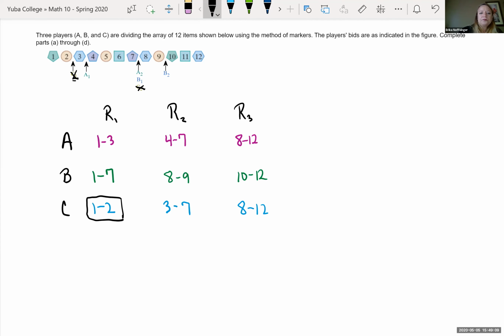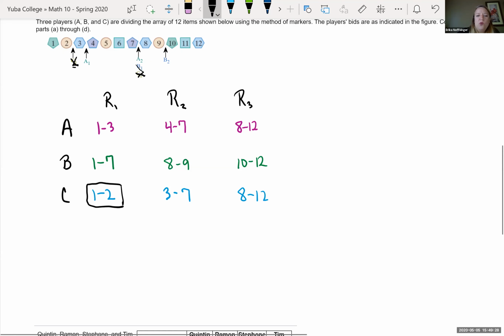That's a good question. Okay, so we've got to look at B sub 1, it's impossible to give that to them, right? Actually, we have to cross this out because I've already given shares 1 and 2 away. And so I'm going to have to give the second round to player A. So they're going to get 4 through 7.